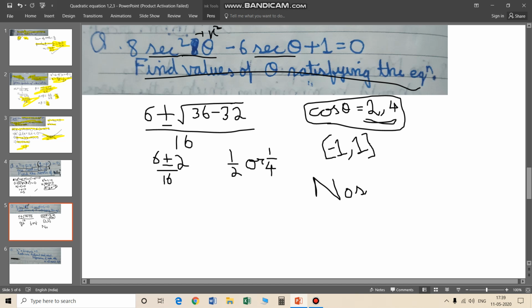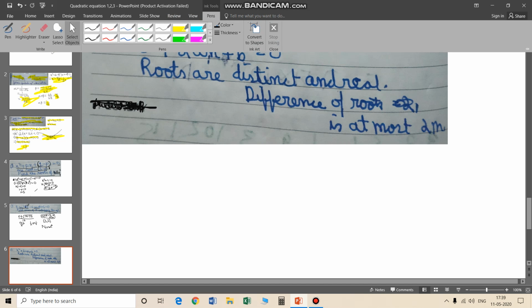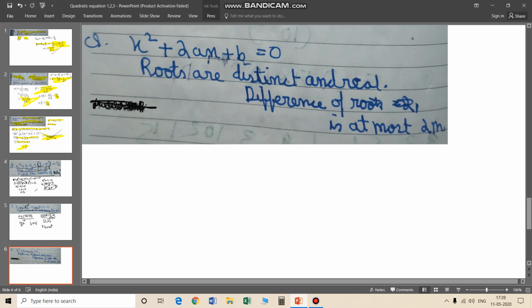This is a very tricky question where many people get wrong answers. This is the next question today, the sixth question of quadratic equation and the third question of today's video. x square plus 2ax plus b. Roots are given to be distinct and real.